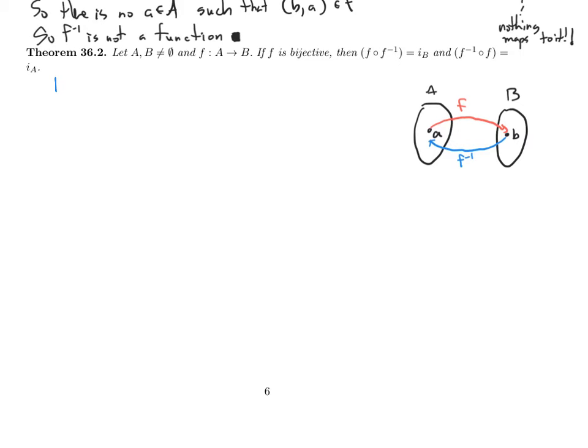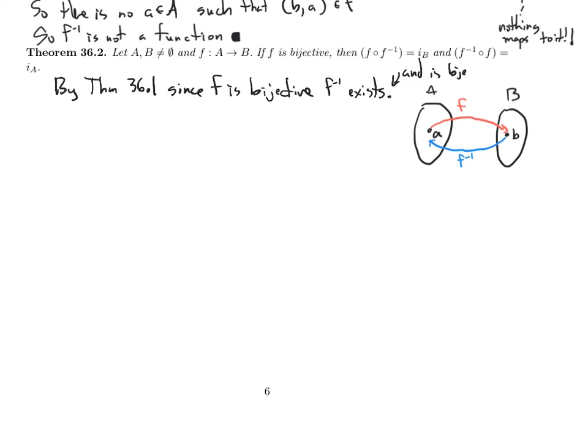So, we know, first of all, that by theorem 36.1 above, since F is bijective, we know that F inverse exists. And we know it's also bijective. We like that.